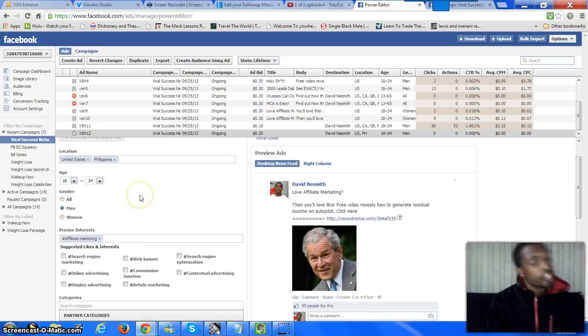Or sometimes what some marketers do, they use a custom audience. They use a Facebook ID stripper, and they upload the user IDs into the custom audience, and they just market to those people.